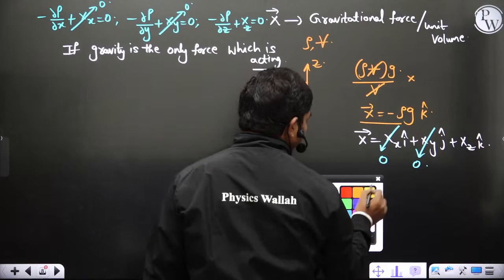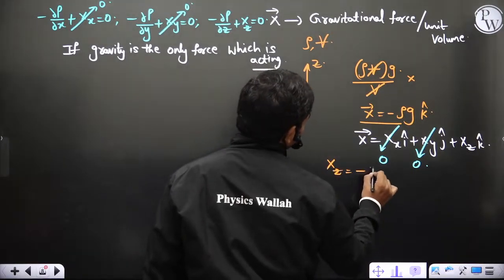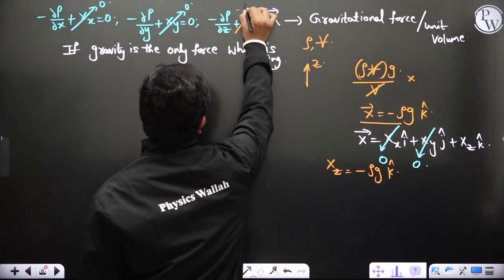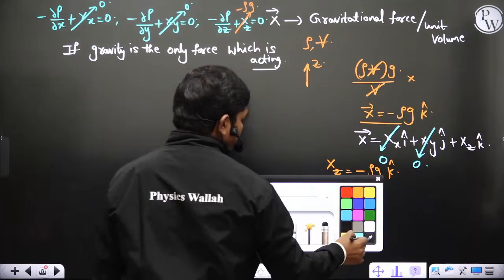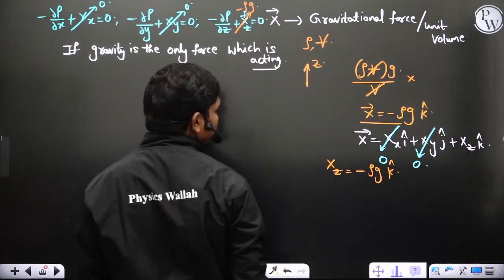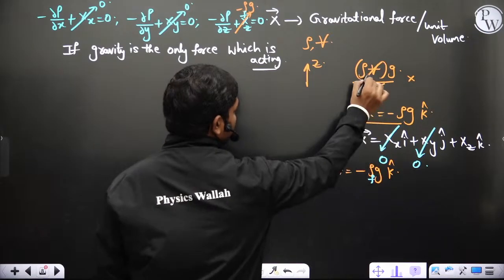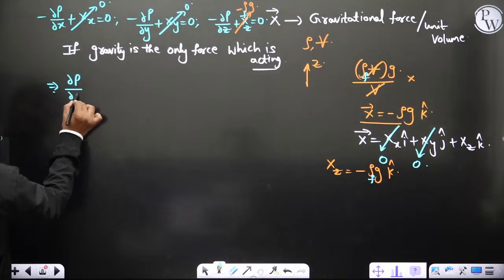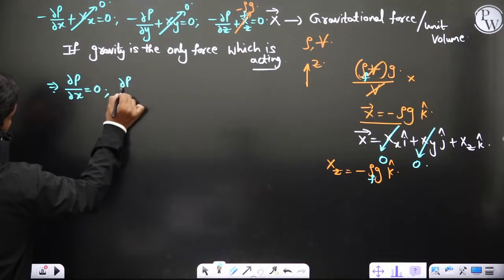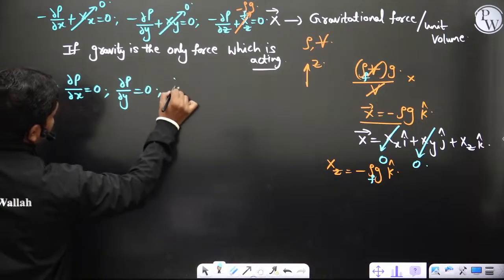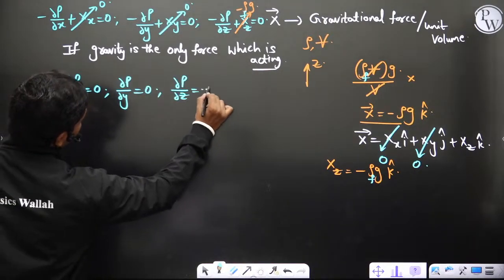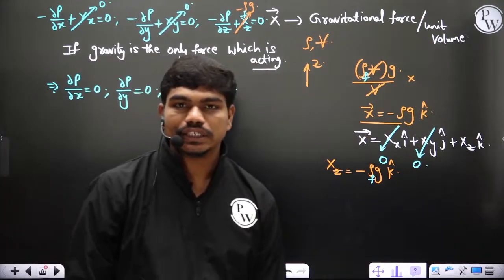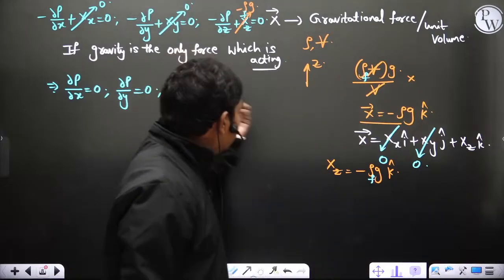And what about Xz? Xz is equal to minus rho g k cap, obviously, so the Xz component is minus rho g. Okay, so this rho is nothing but the density of the fluid, because whenever you are writing mass, we write density of the fluid. So these equations get simplified as ∂p/∂x is equal to 0, ∂p/∂y is equal to 0, and ∂p/∂z is equal to minus density of the fluid into g, obviously. These are the same equations which you see in hydrostatics.